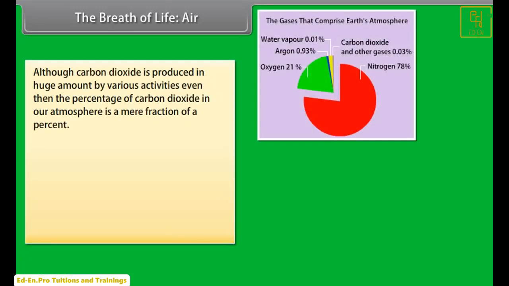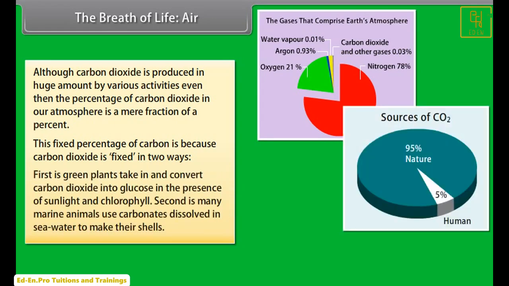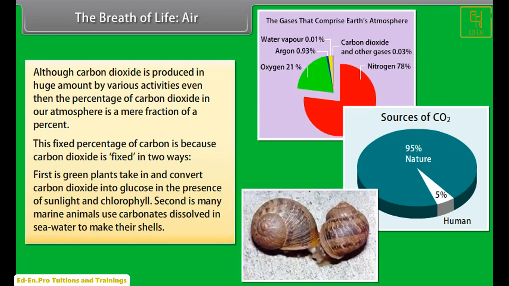Although carbon dioxide is produced in huge amount by various activities, even then, the percentage of carbon dioxide in our atmosphere is a mere fraction of a percent. This fixed percentage is because carbon dioxide is fixed in two ways. First, the green plants take in and convert carbon dioxide into glucose in the presence of sunlight and chlorophyll. Second, many marine animals use carbonates dissolved in seawater to make their shells.